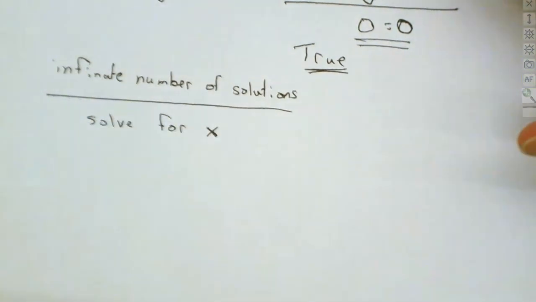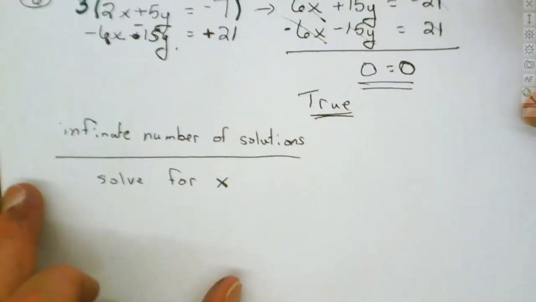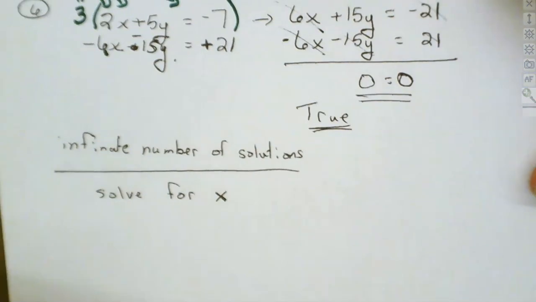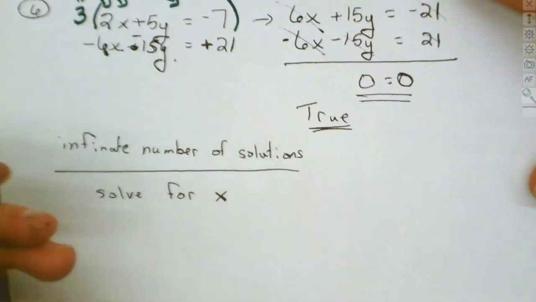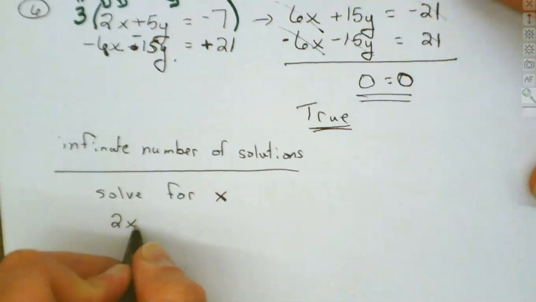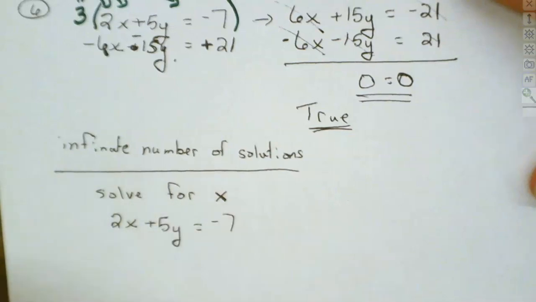So we're going to have to solve this for your variable x. Doesn't matter which equation. You can just pick one and solve it for that variable x. Okay? So let's just start with our first equation. They're the same. You just pick one of them. So we have 2x plus 5y equals a negative 7.